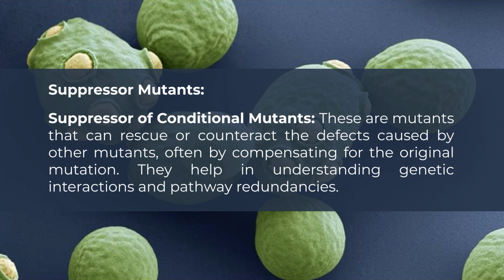The next kind of mutant is a suppressor mutant, which is, I think, the opposite of the overexpression mutant. Basically, the suppressor of a conditional mutant. These are mutants that can rescue or counteract the defect caused by other mutants, often by compensating for the original mutation. They help in understanding genetic interaction and the pathway redundancy that happens in the case of conditional mutants.